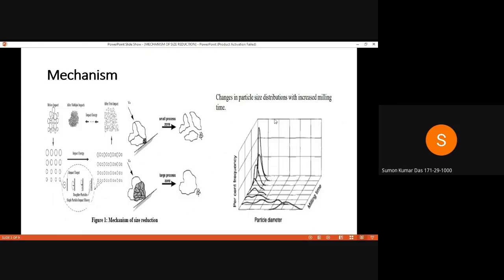Here is the particle size distribution with increasing milling time. In this graphical presentation I show the relation between milling time and particle diameter. The relation between these two terms is inversely proportional. When milling time increases, the particle diameter generally decreases. The percent frequency generally tells us about this.